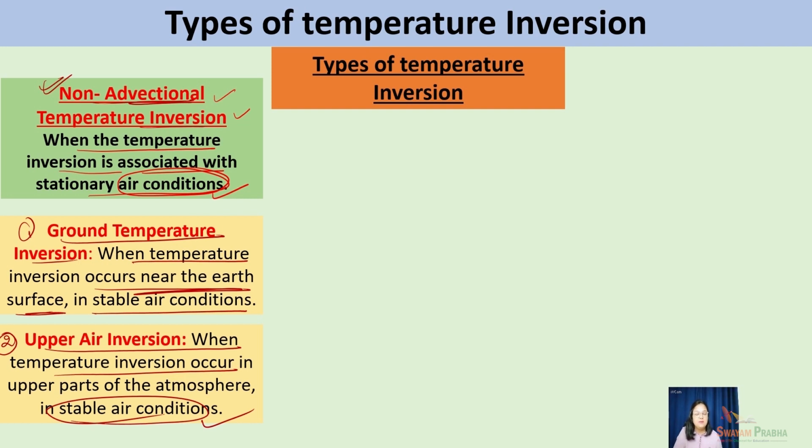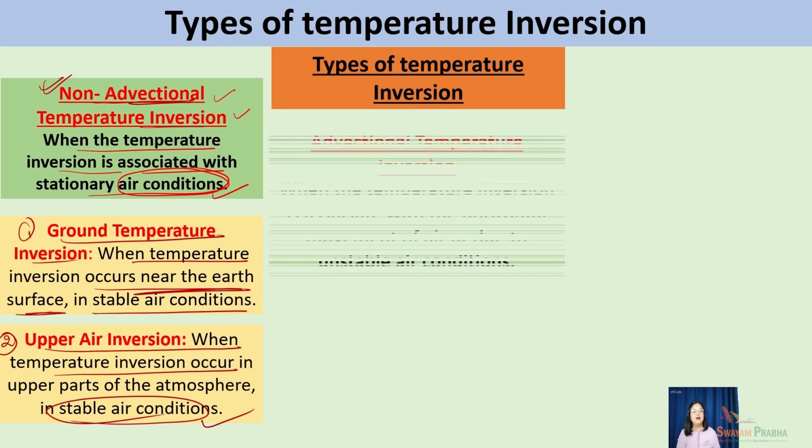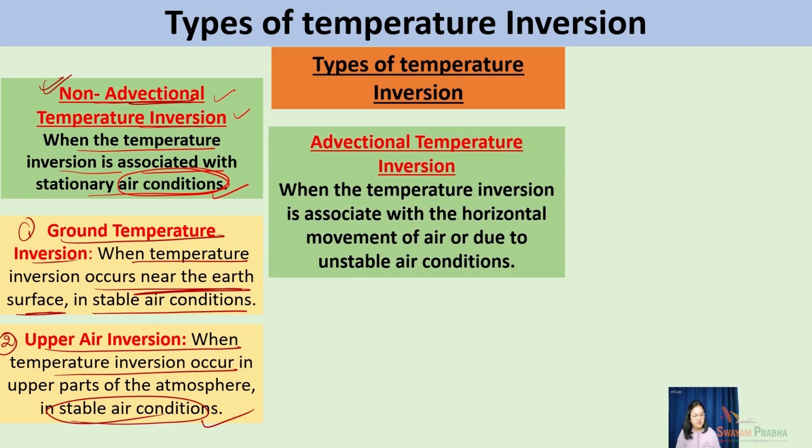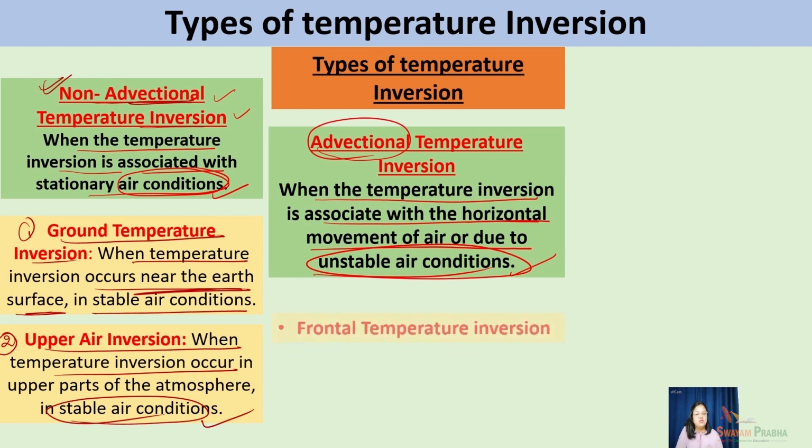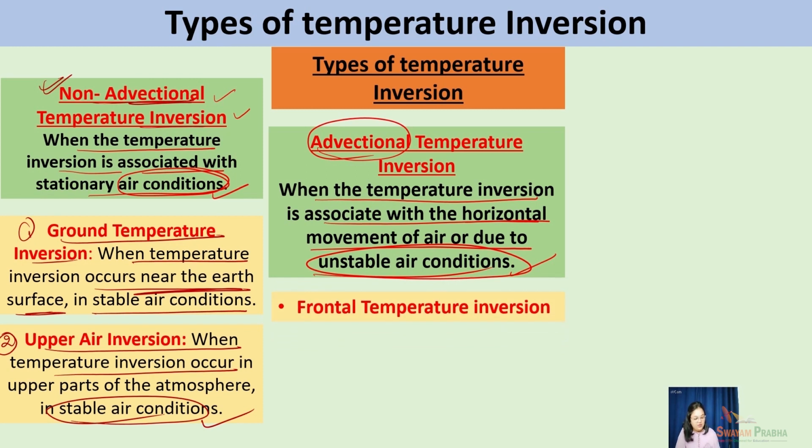Besides non-advectional temperature inversion, we have advectional temperature inversions. So temperature inversion can be associated with several weather phenomena and occur due to a variety of weather phenomena. It can be non-advectional, it can be advectional. So under advectional, as the name suggests, when the temperature inversion is associated with the horizontal movement of air or due to unstable air conditions, when there is movement of air. Because of movement of air, when there is temperature inversion, it is called advectional temperature inversion.